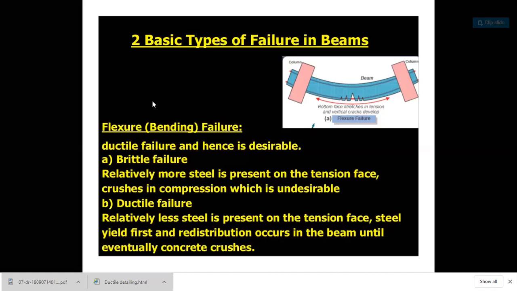There is a failure, that is the flexural failure we have seen with respect to the brittle material and the ductile material. For the brittle material, the steel is present on the tension side and it causes crushing in compression, which is undesirable. But in the ductile behavior, less steel is present on the tension side and steel yields first, and redistribution occurs in the beam until eventually concrete crushes.